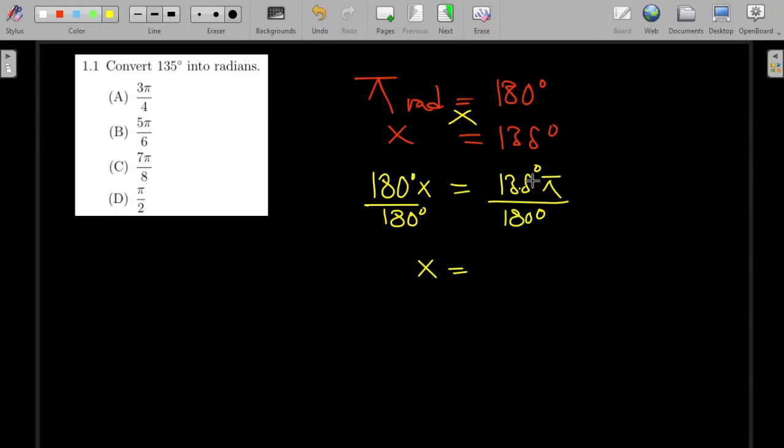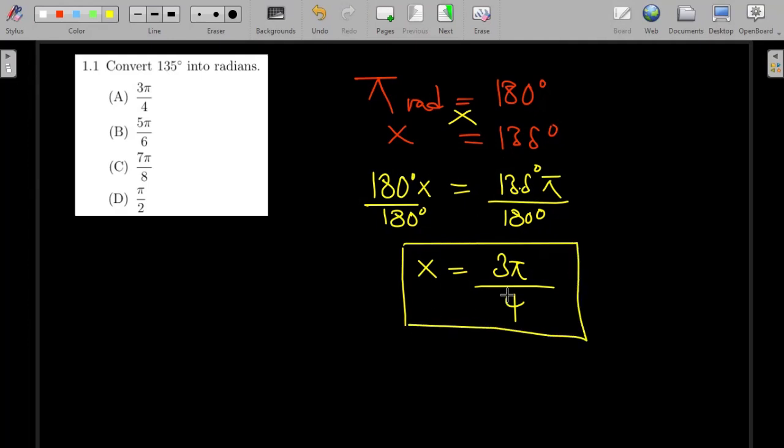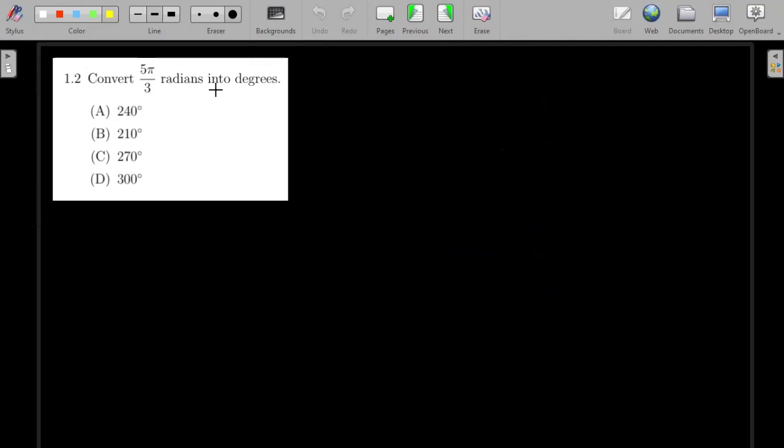Let's try to divide by 45. How many 45s do we have in 135? 135 divided by 45, I get 3 pi. And 180 divided by 45, I get 4. So 135 degrees is the same as 3 pi over 4 radians, and we're done with question one. We move to question two.